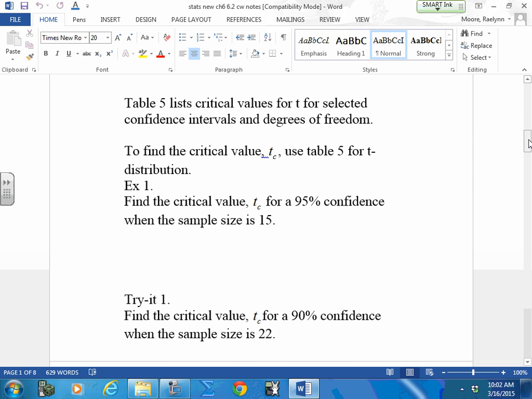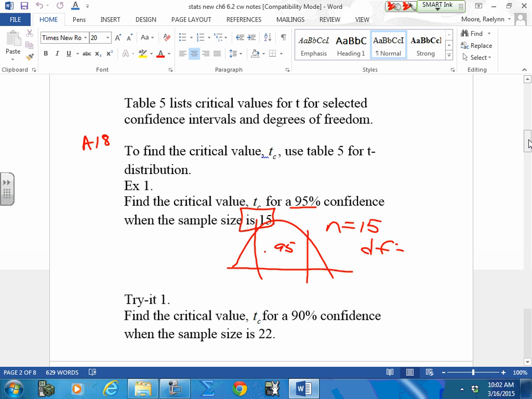Okay, your table 5 lists your critical values. So let's see how we look these up. This is even easier than your z-scores. To find the critical value for tc, as we call it instead of zc, we use table 5 on A18, and we say for your 95% confidence interval, 95 percent of it sits in the middle. Our sample size is 15. So what's your degrees of freedom? 14. Always n minus 1. Now, with the z-score, we had to subtract it from 1 and divide it in half. We don't have to do that.